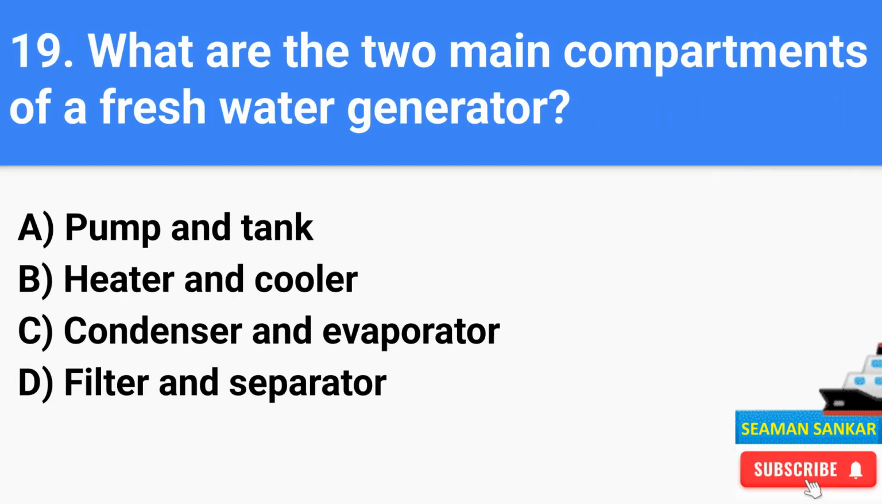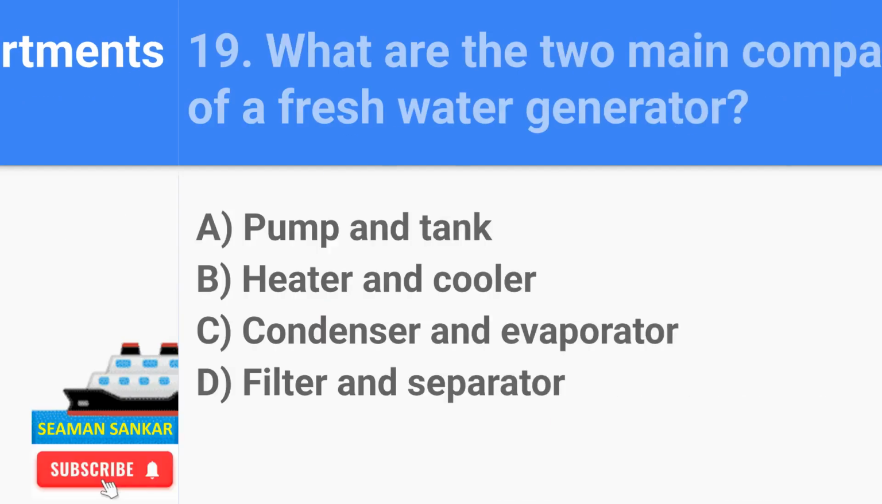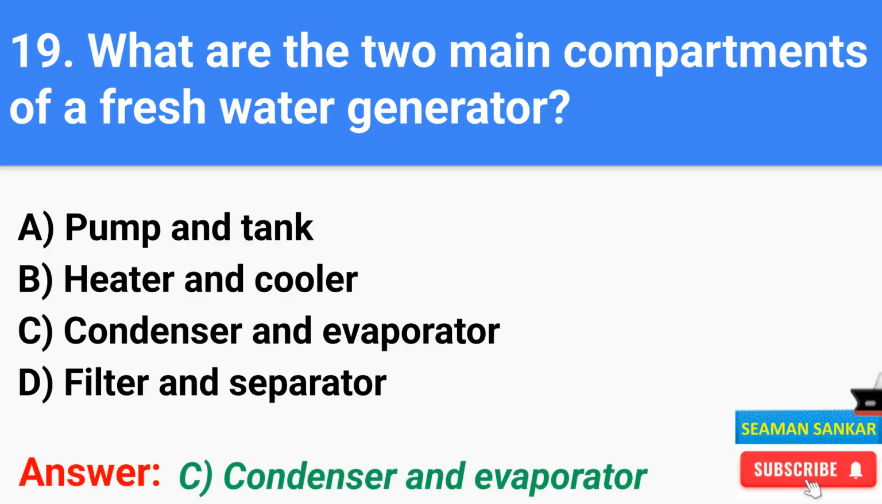Question 19. What are the two main compartments of a freshwater generator? A. Pump and tank, B. Heater and cooler, C. Condenser and evaporator, D. Filter and separator. The correct answer is C. Condenser and evaporator. These are the two primary heat exchangers where evaporation and subsequent condensation occur.